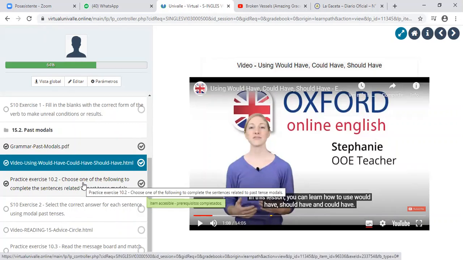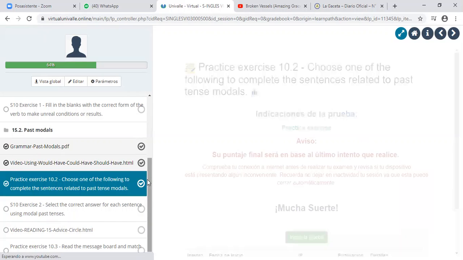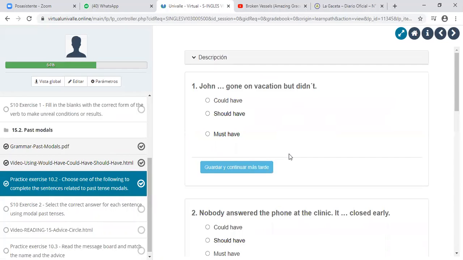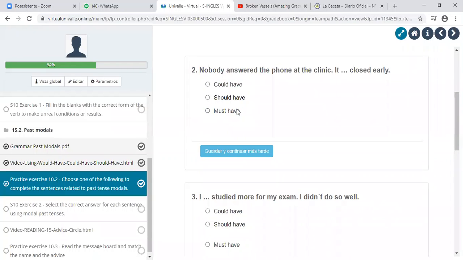Choose one of the following to complete the sentence related to past tense modals. Okay, so now we're going to make this exercise as a team, and we have number one. John could have, should have, must have gone on vacation but didn't. Which one? Number one, teacher. Okay, could have gone. Okay, excellent. Number two, nobody answered the phone at the clinic. It could have, should have, must have closed early.